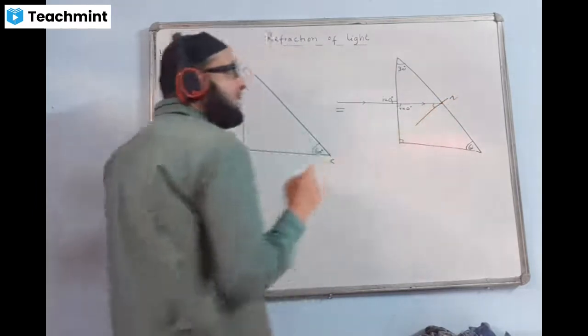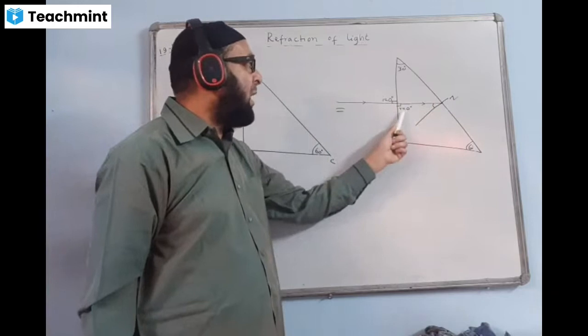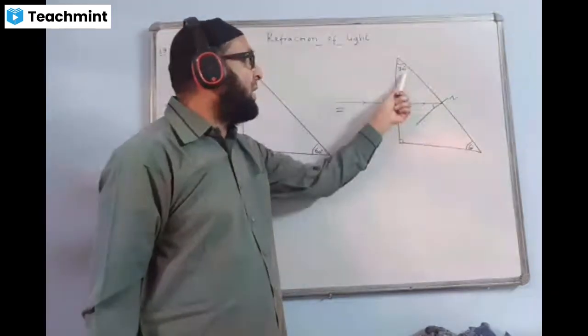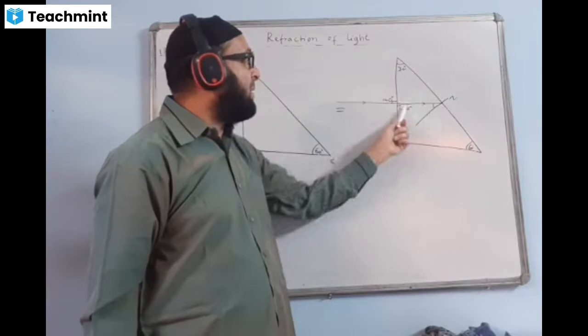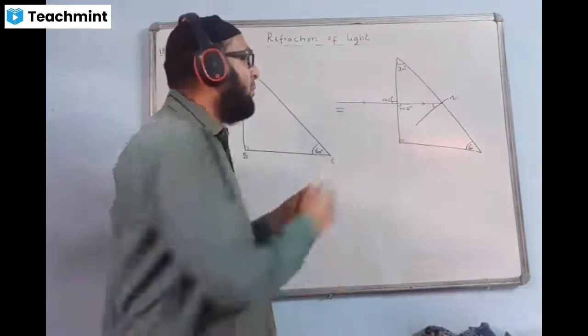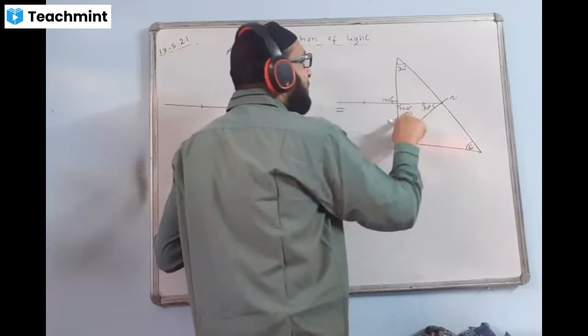Can you tell me, as I taught last time, this angle is R1 plus R2, equal to this angle. What is the value of this angle? This angle will come this minus this. 30 minus 0 will come here. 30. I'll write it here.